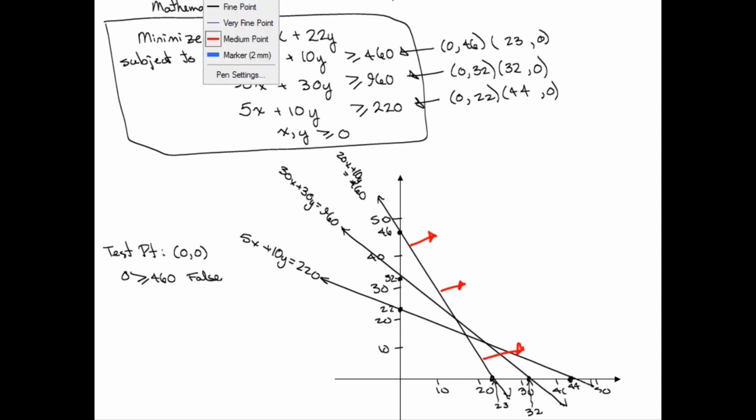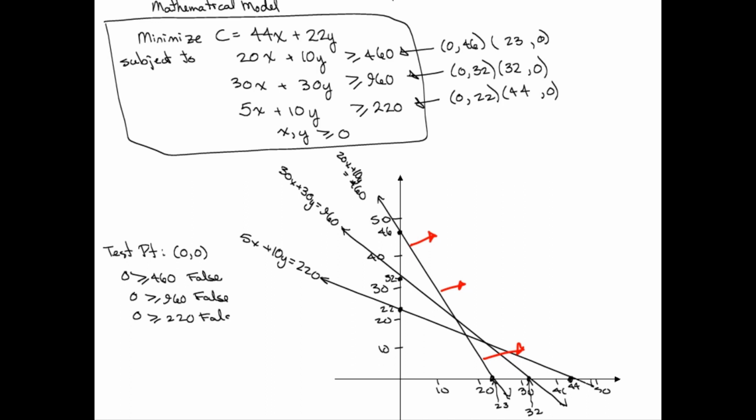We move to the next one. That's going to give me 0 greater than or equal to 960, which is also false. And let's go ahead and do the third. 0 greater than or equal to 220. So in all of these, we'll be shading away from the origin. So this one shades away, this one shades away. And so then what's our feasible region? This area out here is our feasible region.